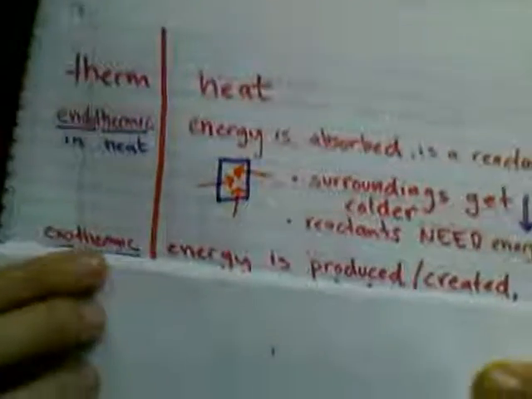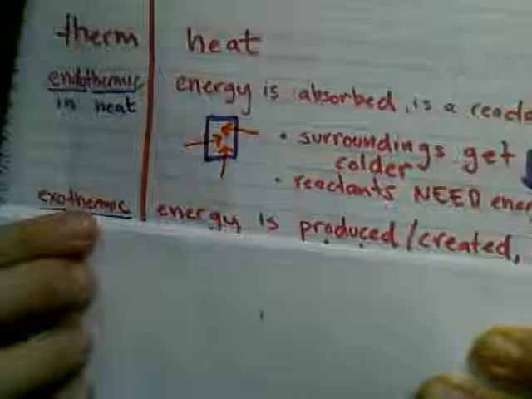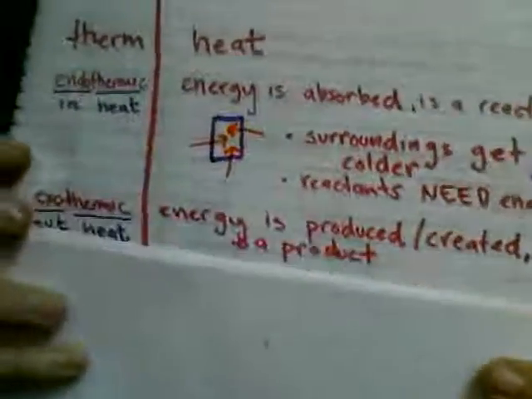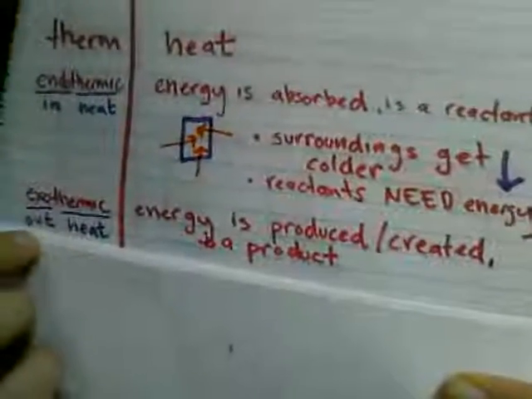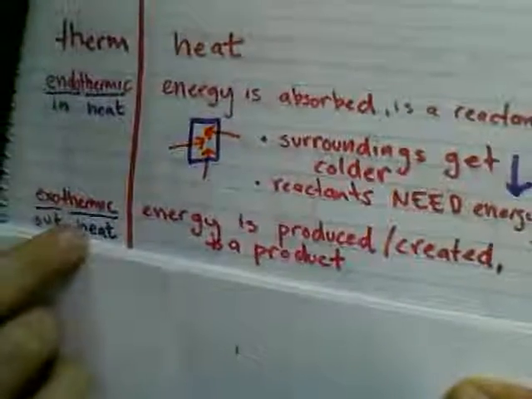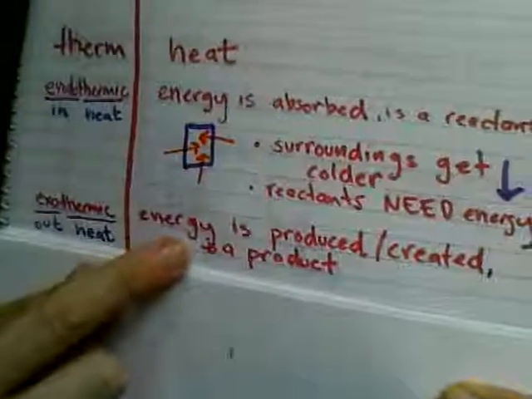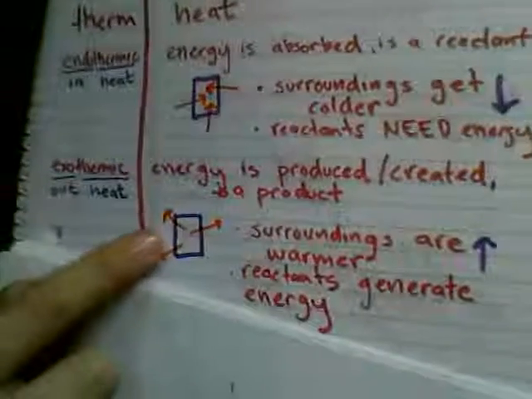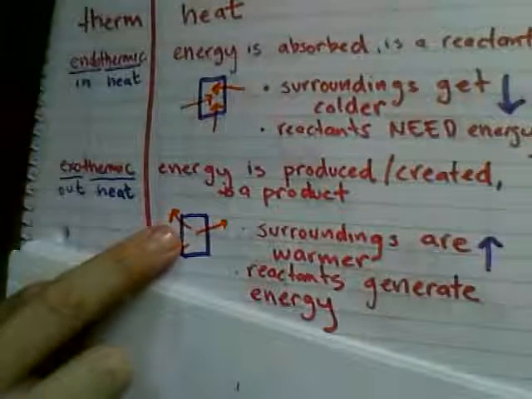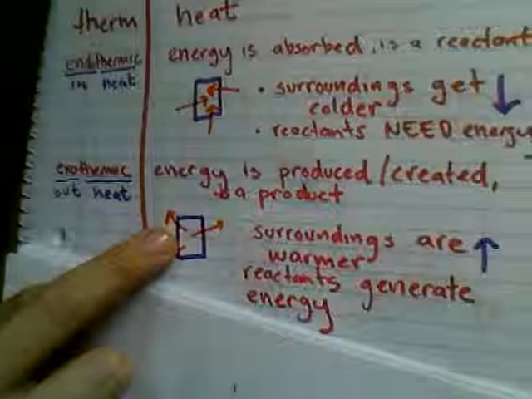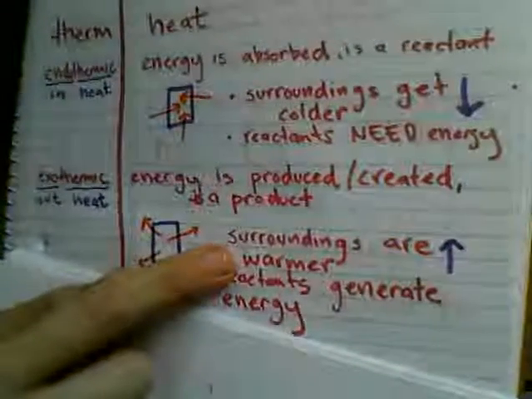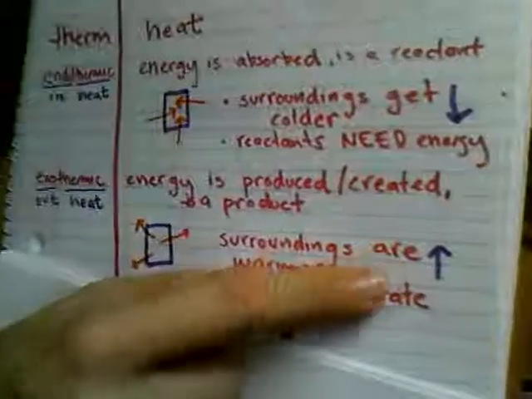Exothermic is when energy is produced or created. We see therm again, that means heat, and exo means out. So go ahead and write exothermic means heat out, and it's a product. So if it's creating heat, it must get warmer. The temperature goes up. And we know that we are generating or creating energy.